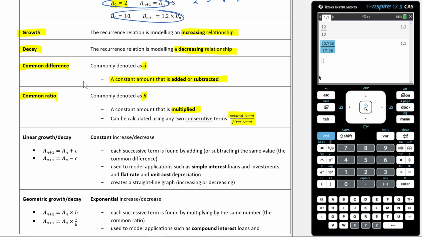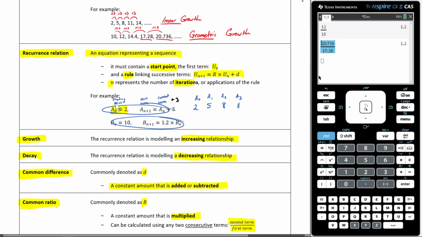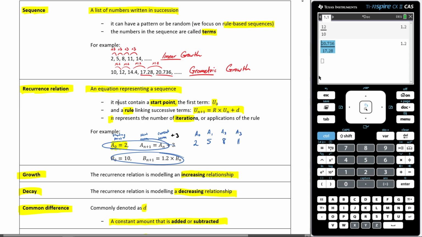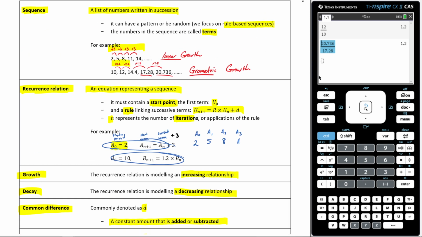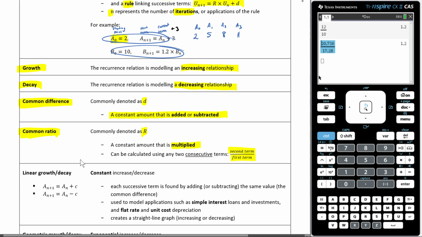So just to recap this idea of common difference and common ratio, my common difference when we're looking at our linear growth would be when we're plussing 3 each time, when my common ratio is when we're multiplying by 1.2 each time. And as you can see, the common ratio can be found by going second term divided by the first term.